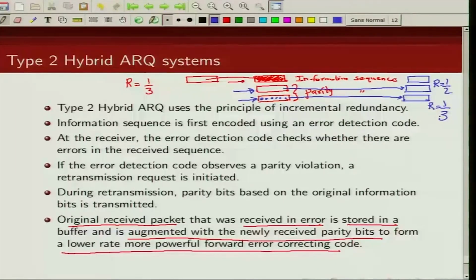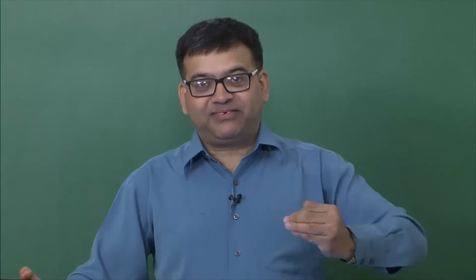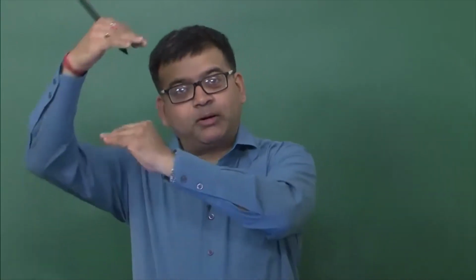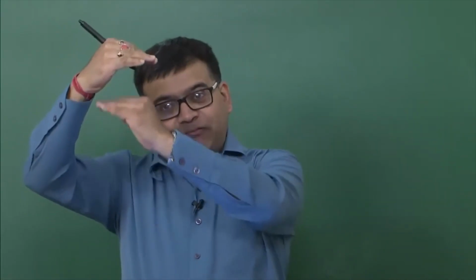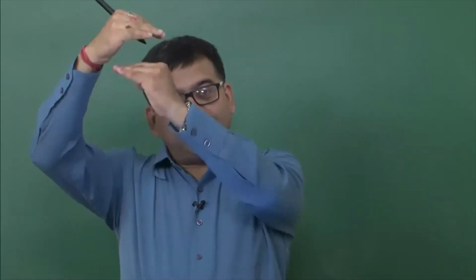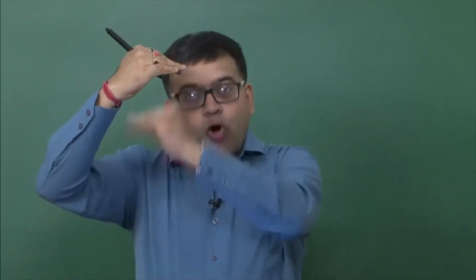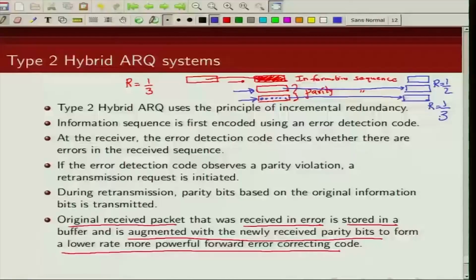So in type 2 hybrid ARQ scheme, what you are doing is, at each retransmission you are sending new parity bits, and at the receiver you are adding them to the already received information sequence and parity sequence and making it a more powerful lower rate code. So this is how type 2 ARQ schemes work.